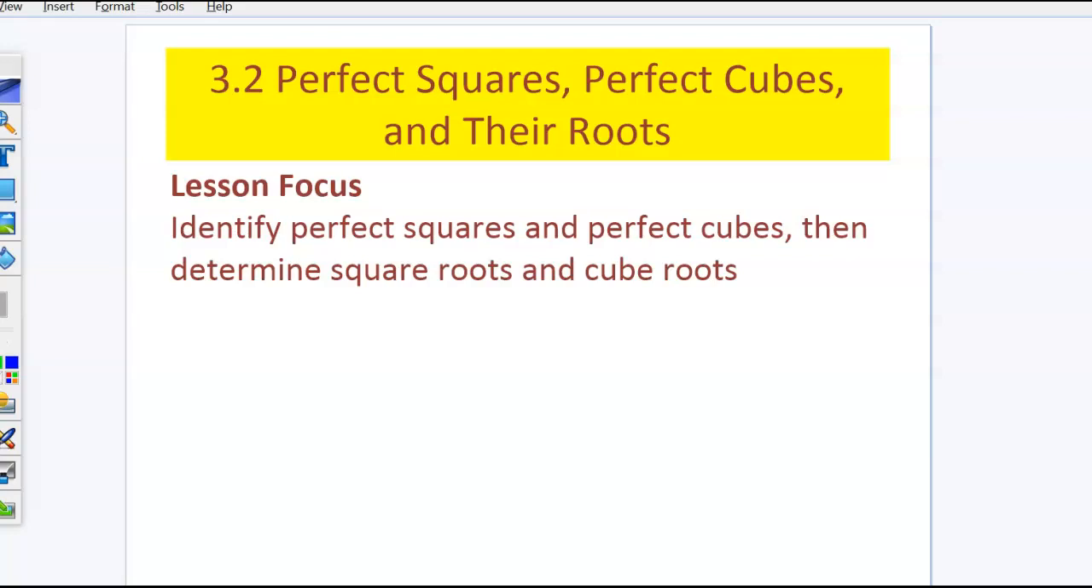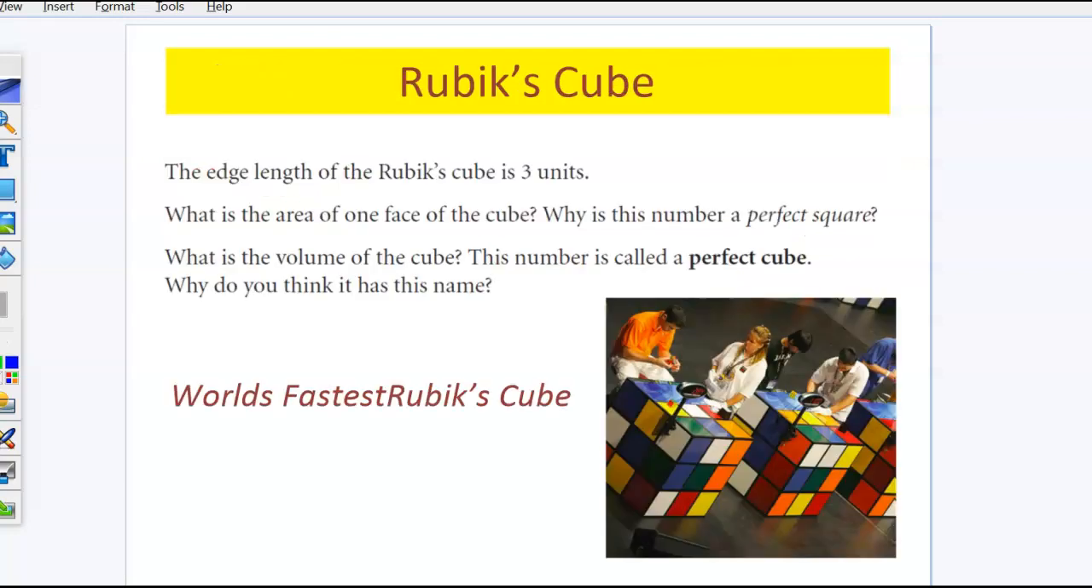In section 3.2, we're going to look at perfect squares, perfect cubes, and their roots. Let's take a look at a Rubik's Cube. A Rubik's Cube has an edge length that is 3 units long. So how could we calculate the area of one face of the cube?